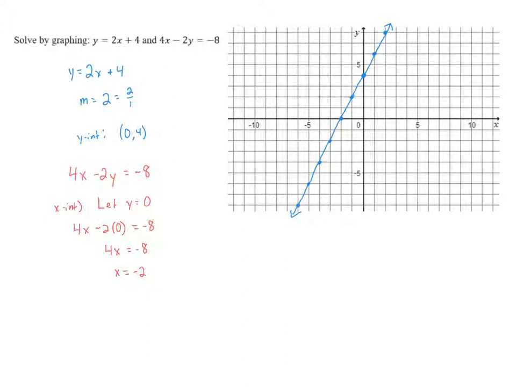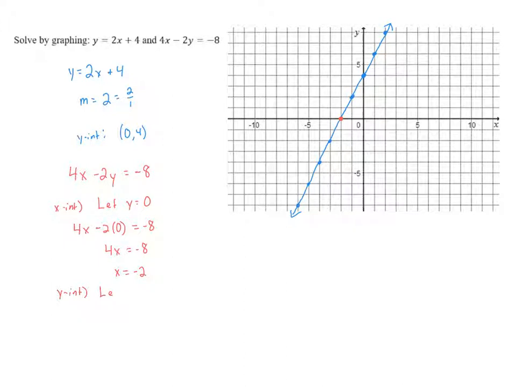So we go on the x-axis and we look for negative 2, which is right here. It happens to be the same x-intercept as the other line. So we might almost be tempted to say that this is the solution, but let's continue. Let's figure out what that line actually looks like. We've only found the x-intercept so far. Now we're going to find the y-intercept.